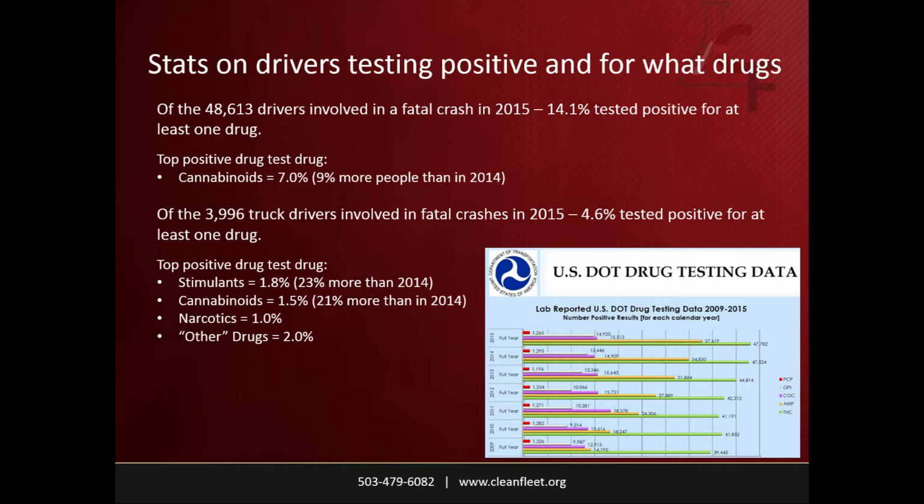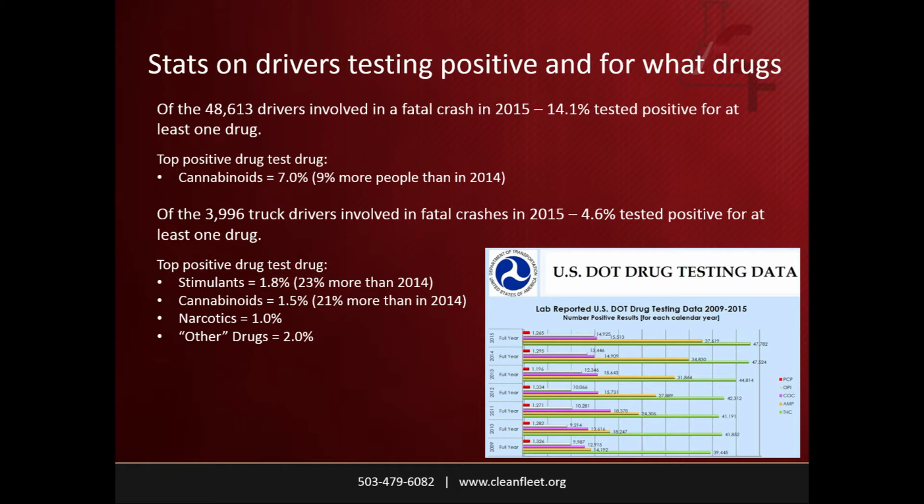And the latest Large Truck and Bus Crash Facts report found that the number of trucks involved in fatal crashes increased by 8% between 2014 and 2015. This is the latest numbers that we have. And there were about 4,000 truck drivers involved in fatal crashes in 2015. Interestingly, 60% of all fatal crashes involving trucks occurred on rural roads, while 25% were on interstate highways.